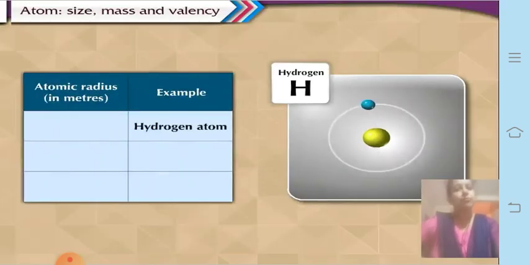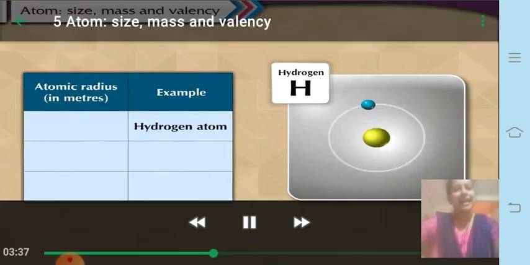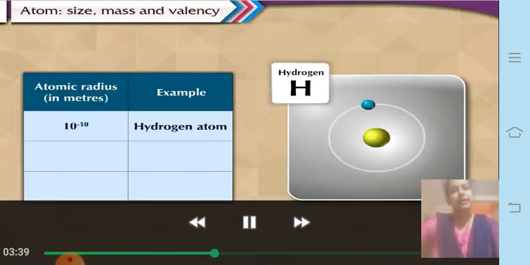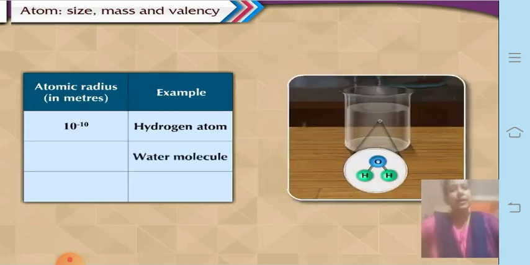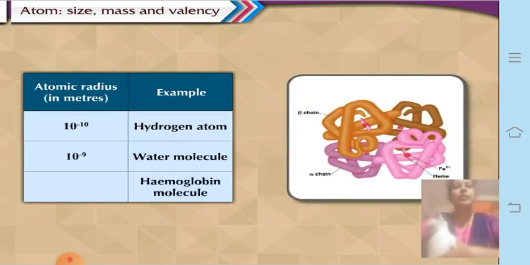and molecules here. So hydrogen atom has the atomic radius around 10 raised to minus 10 meters. Water molecule has the atomic radius of 10 raised to minus 9 meters, whereas hemoglobin molecule has the atomic radius of 10 raised to minus 8 meters.